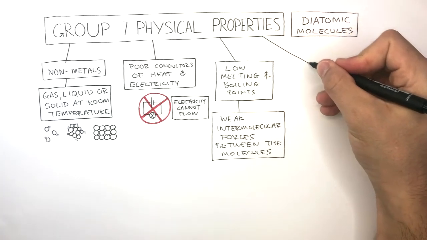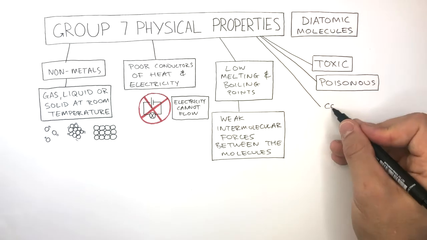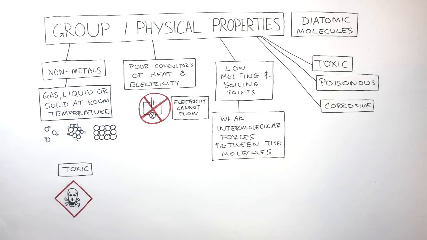The halogens are toxic, poisonous, and corrosive. In higher concentrations, halogens have the ability to cause damage and can harm you, therefore are considered to be toxic. They are also corrosive, which means they can react with substances, destroying living tissue and other materials.